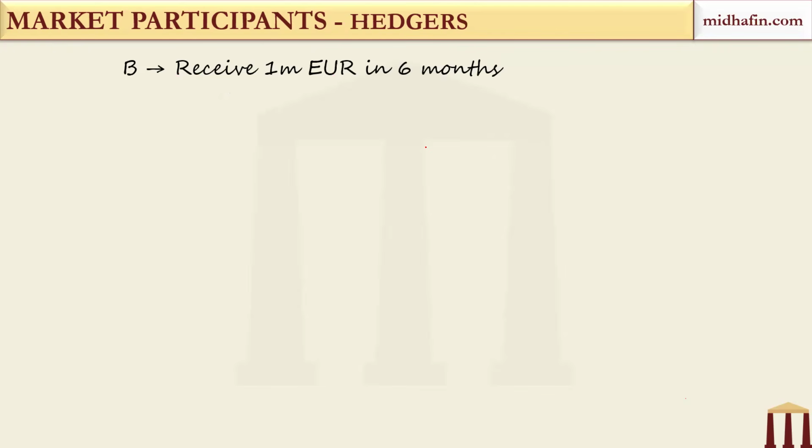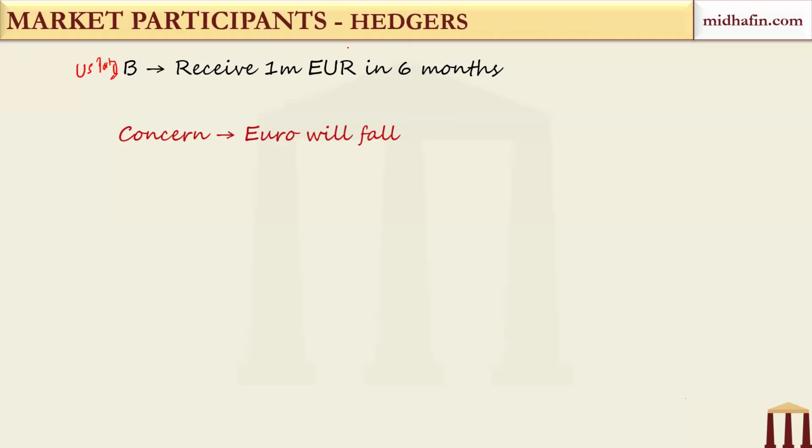Let's say B is another party which has to receive 1 million euros. It's again a US party, maybe a company which has to receive 1 million euros in 6 months. What is the concern? Will the euro rise or fall, appreciate or depreciate? Perfect. The concern is that the euro will fall.